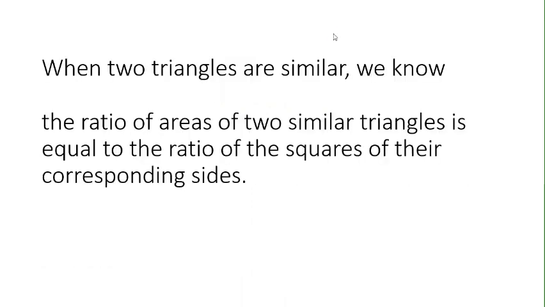Now, when two triangles are similar, what do we know? When two triangles are similar, we know the ratio of areas of two similar triangles is equal to the ratio of the squares of their corresponding sides. It is also a proved theorem. So what is proved? That the ratio of the areas of two similar triangles is equal to the ratio of the squares of their corresponding sides. It is a scenario that we use in similar triangles.